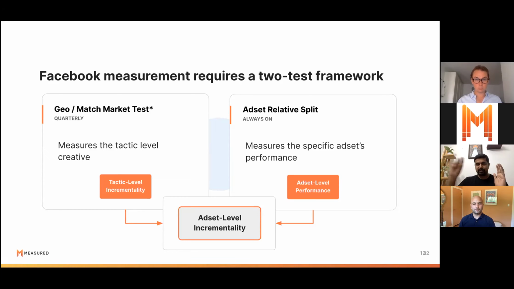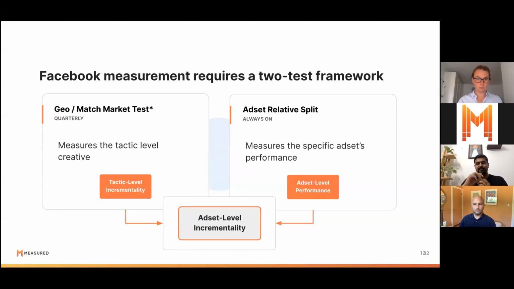For each ad set, there will be a corresponding control created, mimicking the same audience targeting, but we change the creative to keep an anchor creative. Then after running the experiment, we look at the results, the performance of the test against the control, and the difference in the performance is the relative performance that we get.